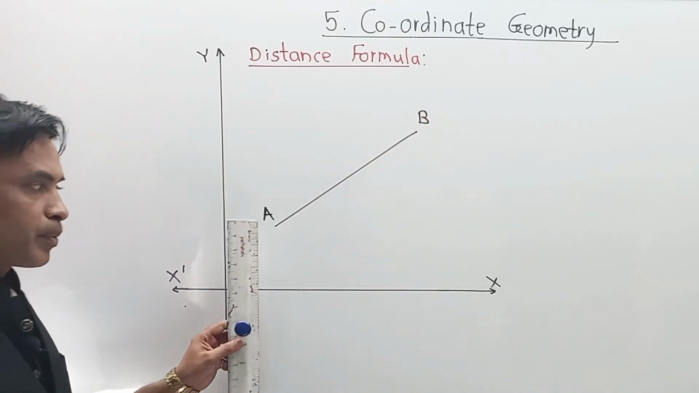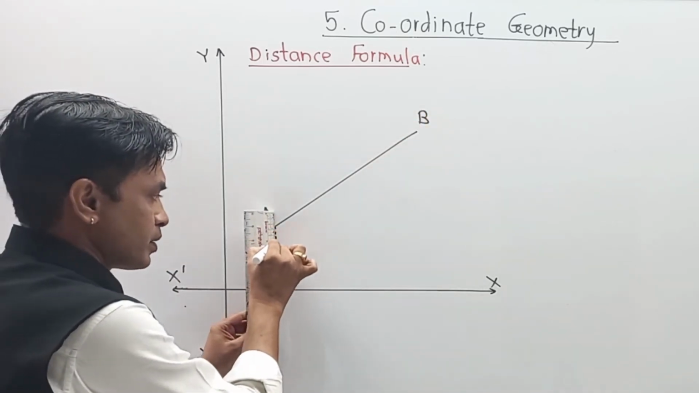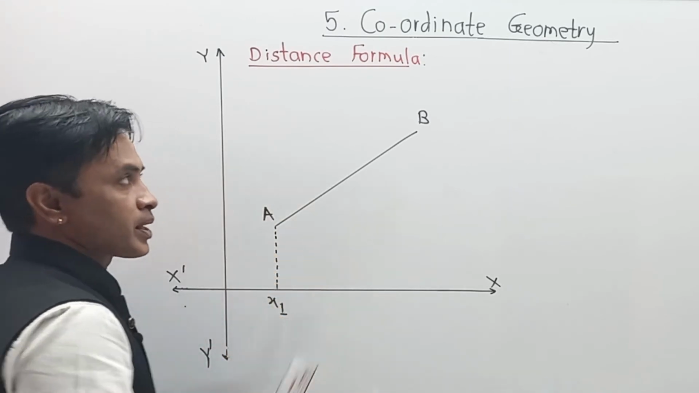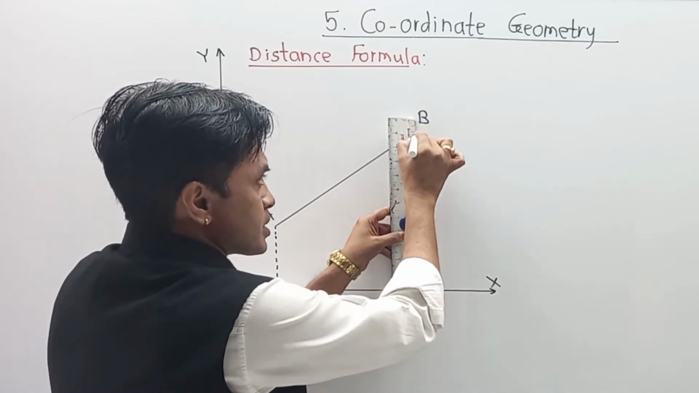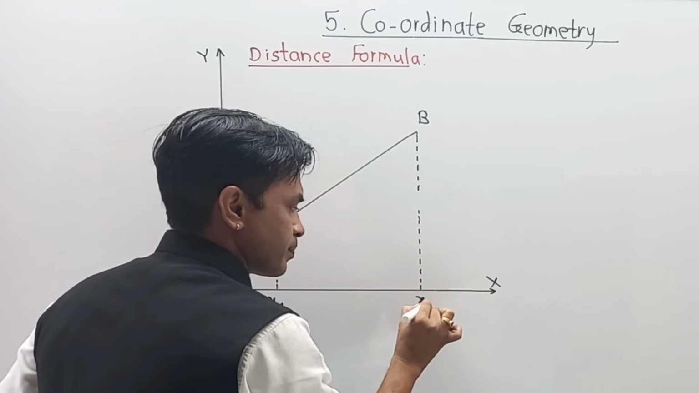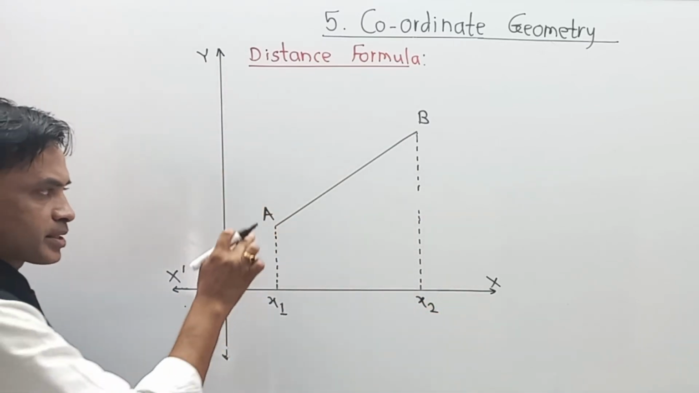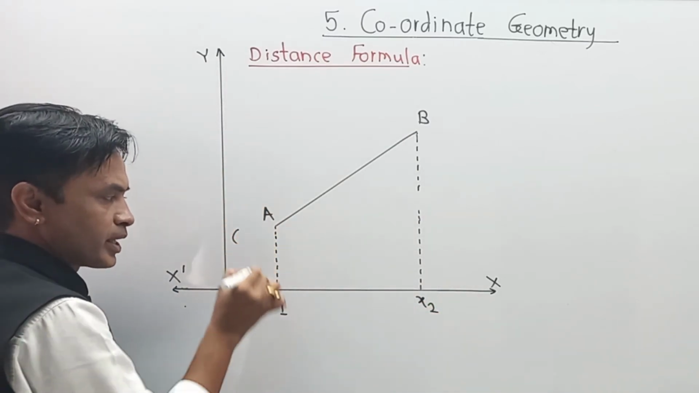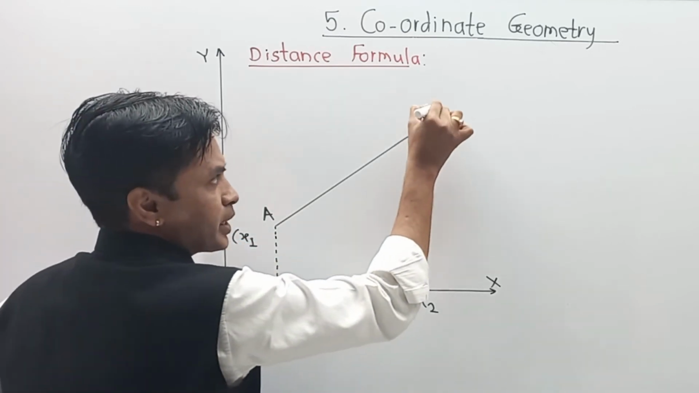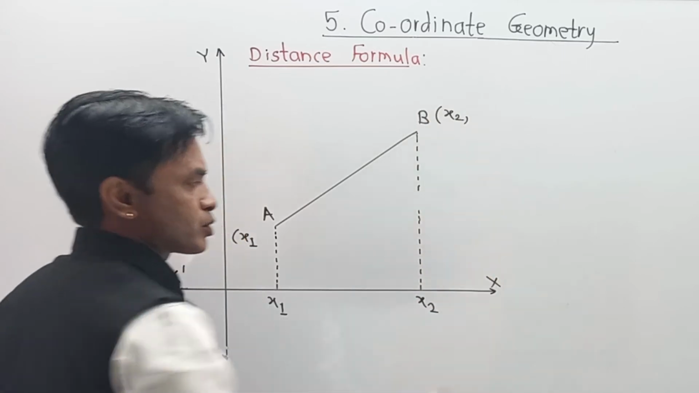Definitely this point A must have some x coordinate. I am indicating it as x1. This point B also may have some x coordinate, so I am going to indicate it as x2. Means for A, its x coordinate is x1, and for B, its x coordinate becomes x2.